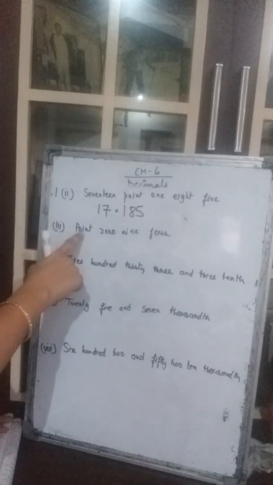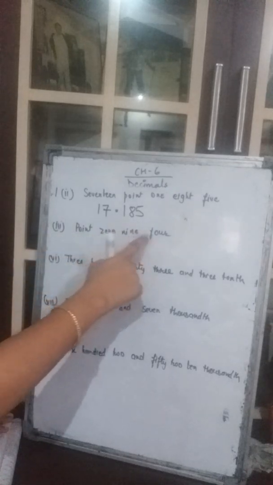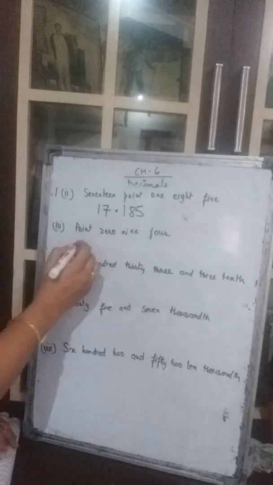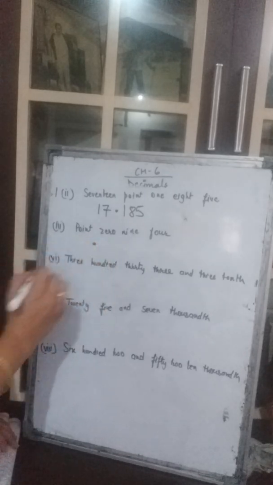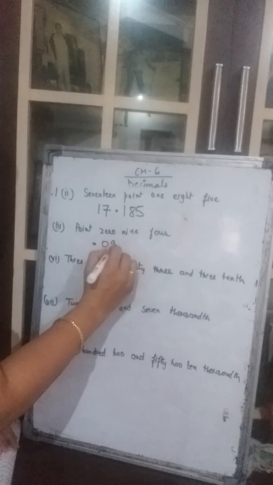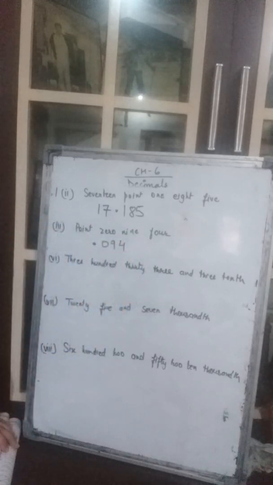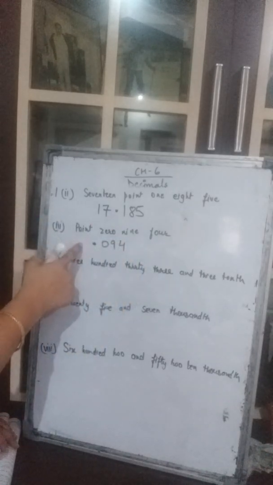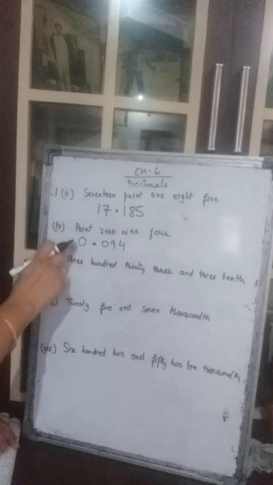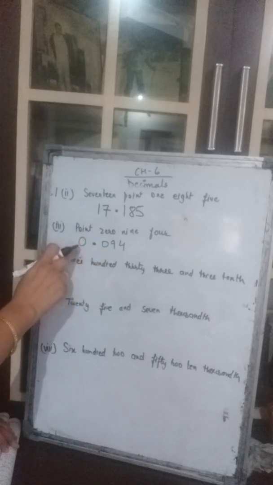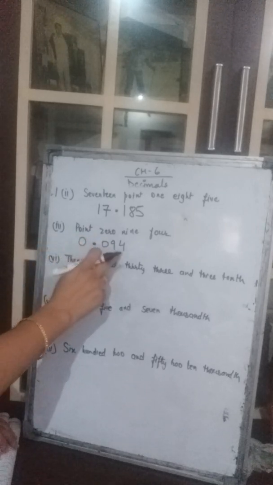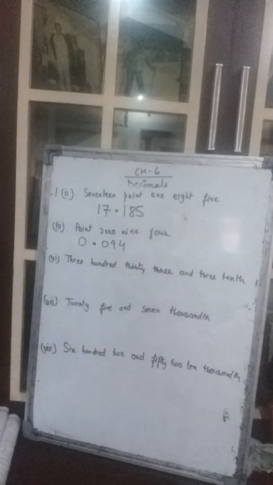Third part: 0.094. So what is point? Point is simply the decimal. 094. But it looks incomplete here, so you will simply add 0 here. 0 makes no difference, so just add it here. 0.094.